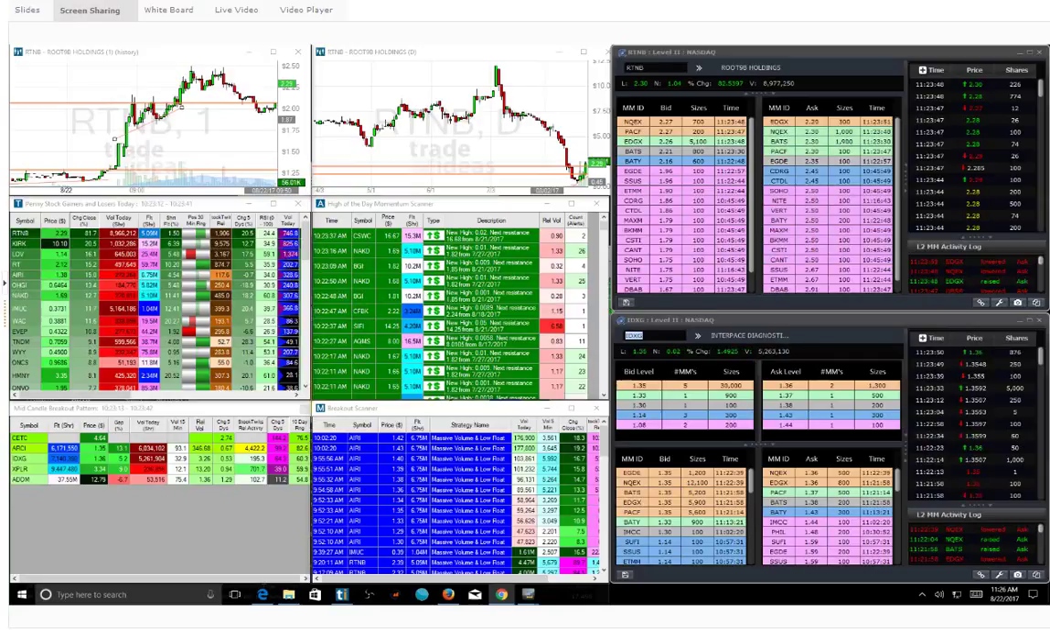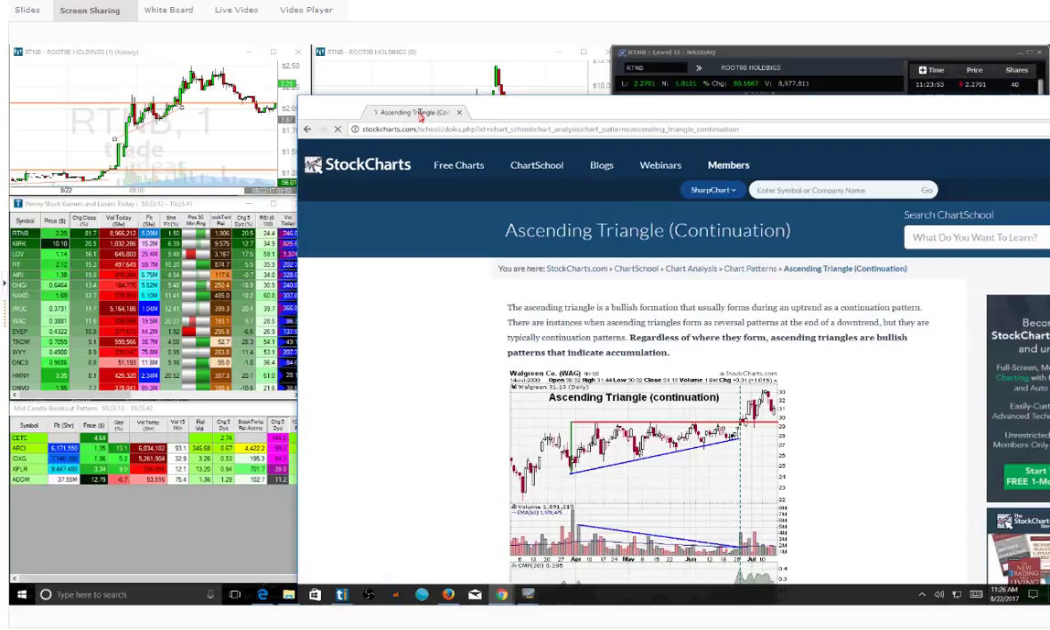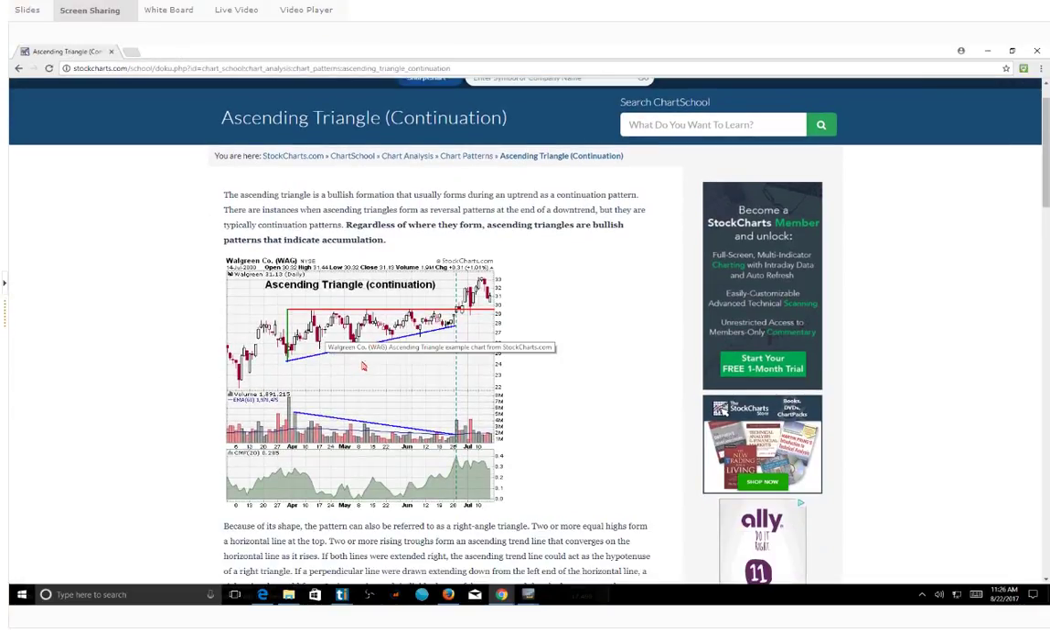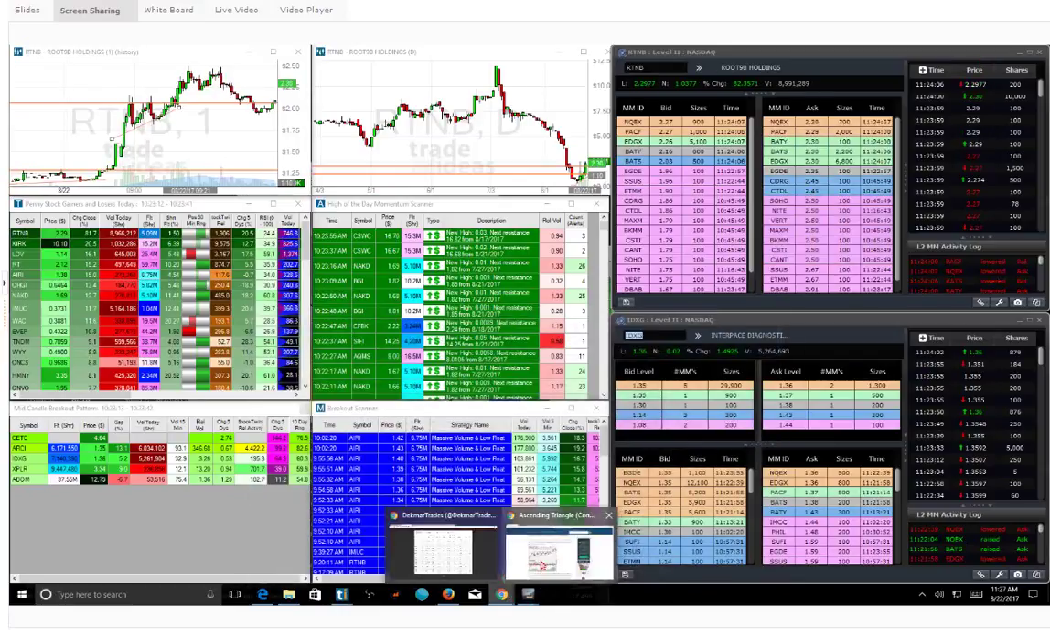I showed you guys Investopedia. You guys can also look at stockcharts.com. You can see the ascending triangle pattern. Here's a nice little example of it as well. This is more on the daily chart. They're showing an ascending triangle pattern. What we have right here is on the 1 minute chart, and it's a little bit different, but it's still the main concept.